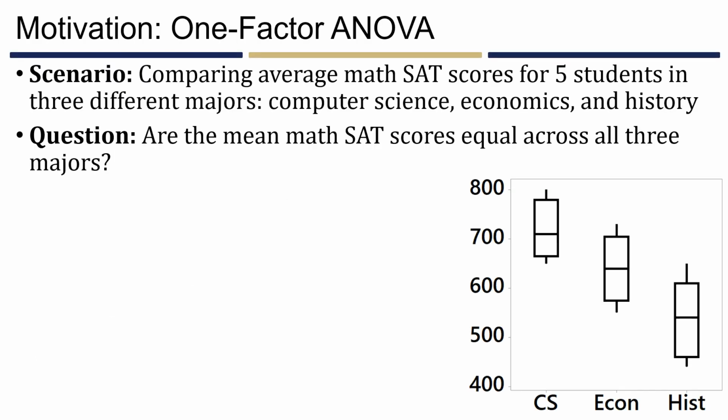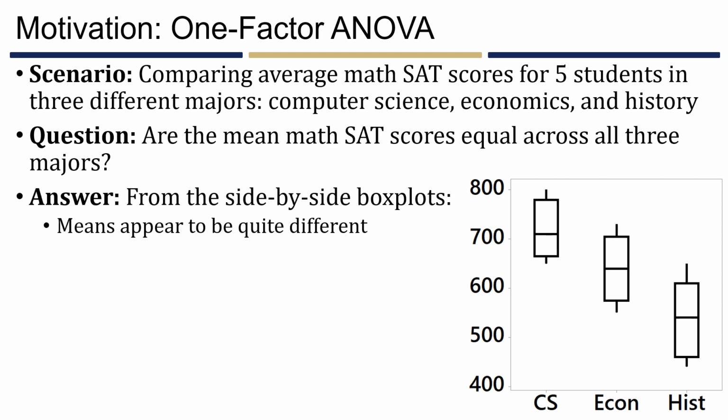So let's suppose we want to compare the average math SAT scores for 5 students in 3 different majors. We have 5 computer science majors, 5 economics majors, and 5 history majors. We want to know if the average math SAT scores are equal across all 3 of these majors. Taking a look at the side-by-side box plots on the right, we can see that the means do appear to be quite different. The computer science mean is somewhere a little bit above 700, the economics mean is around 650, and the history mean is somewhere around 550.